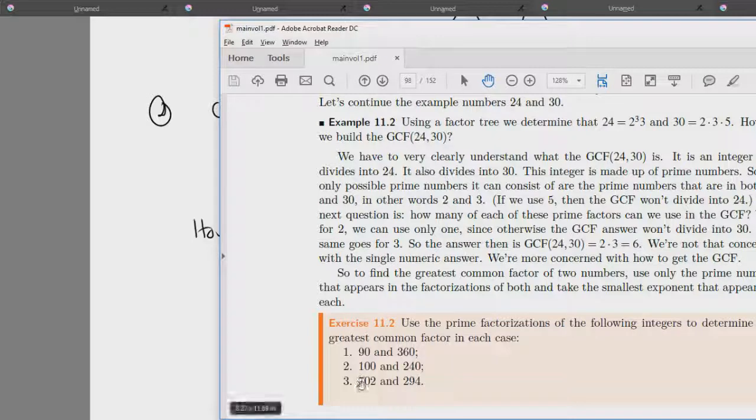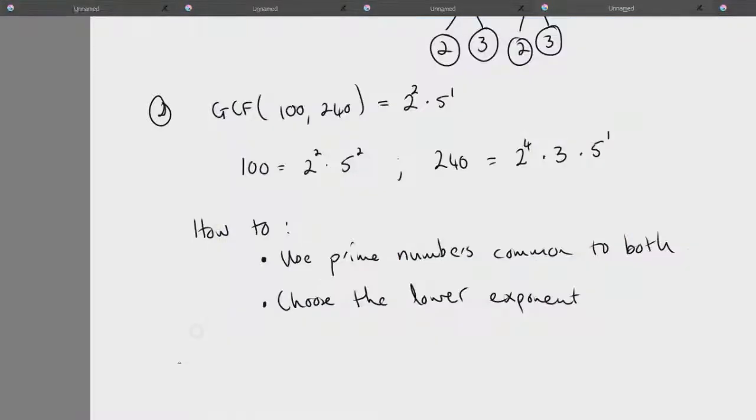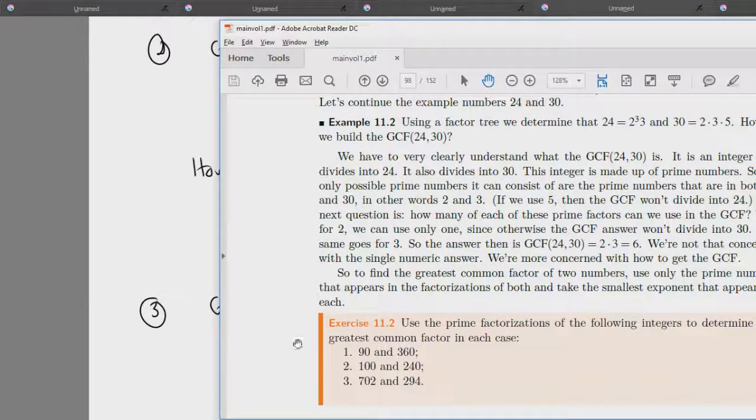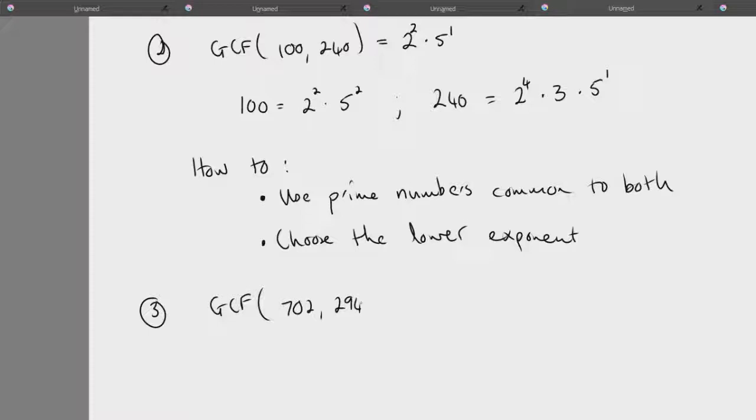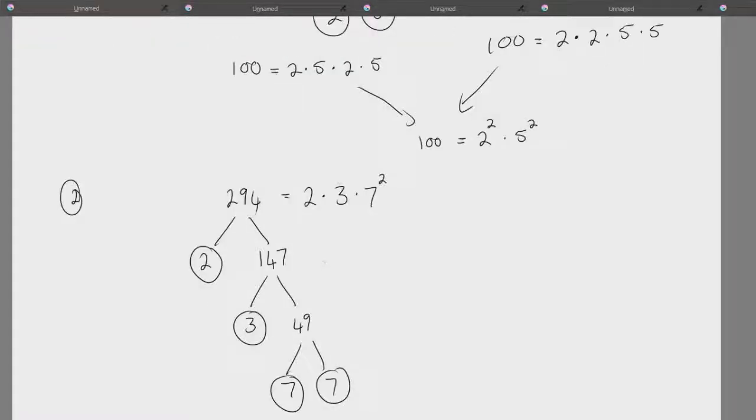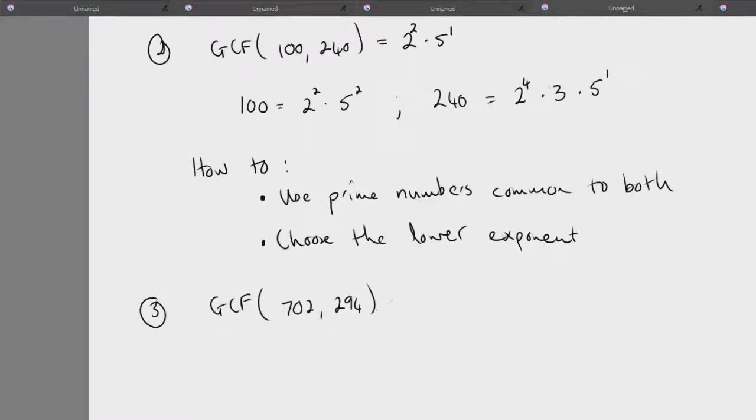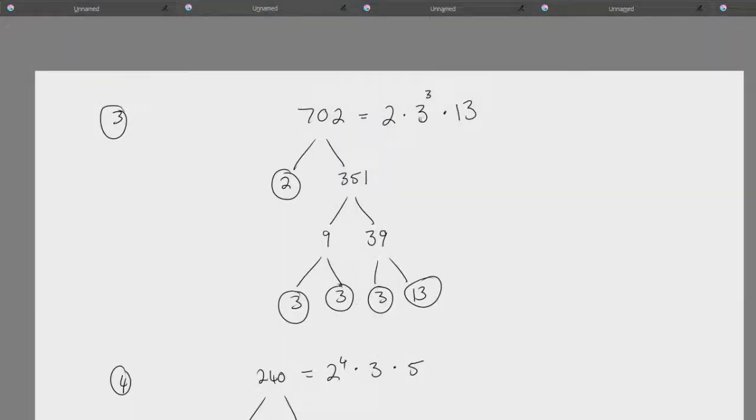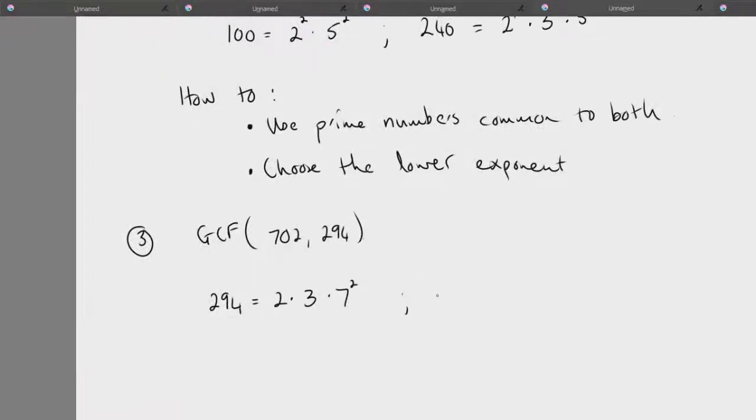One more. The GCF of 702 and 294. I believe I've done these. 294 is 2, 3, 7 squared. 702 is 2, 3 cubed, 13. I'll just double check that.